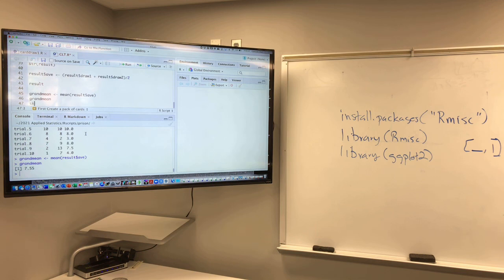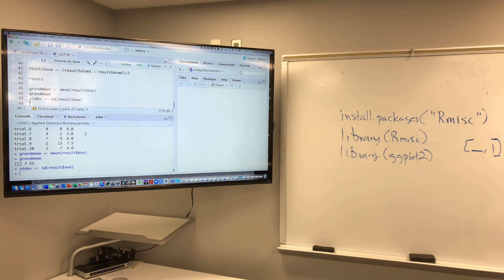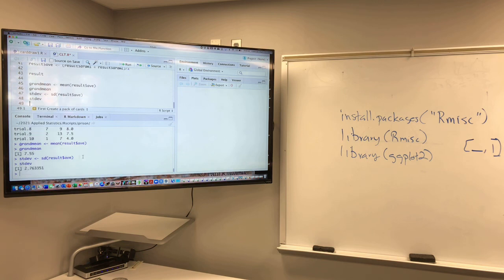We can also get the standard deviation of the grand mean by creating that. The standard deviation of this distribution of sample means, rather. And once again, if we run that, it should give us what the standard deviation is. Now we can make a simple histogram of this.